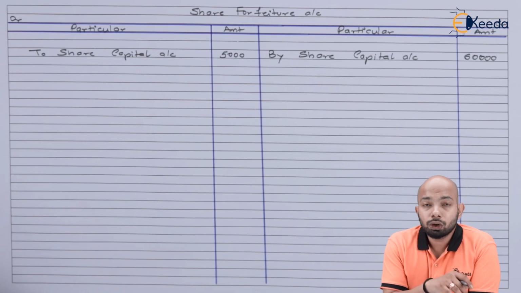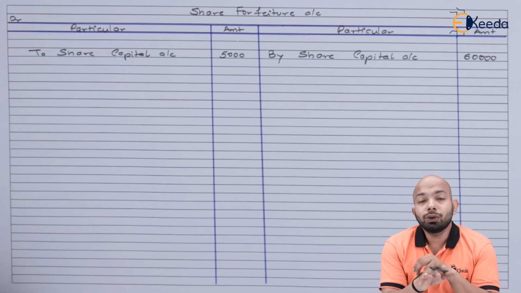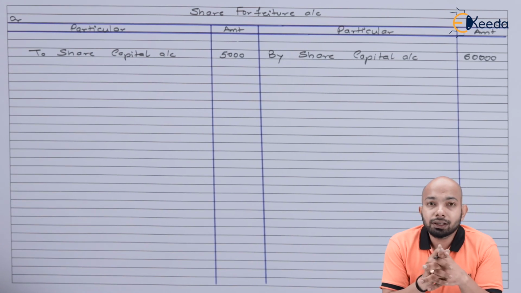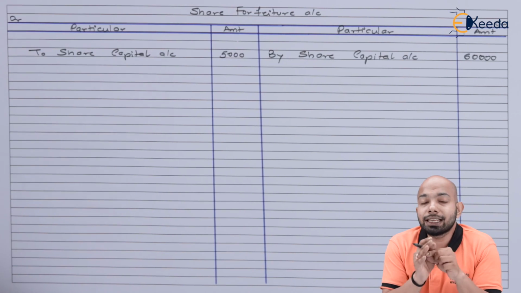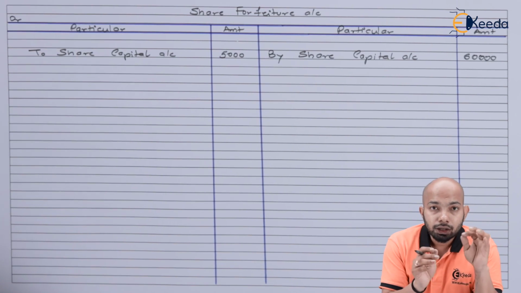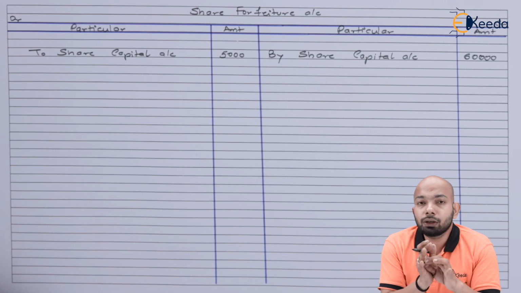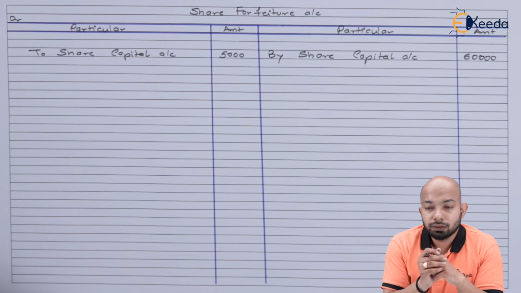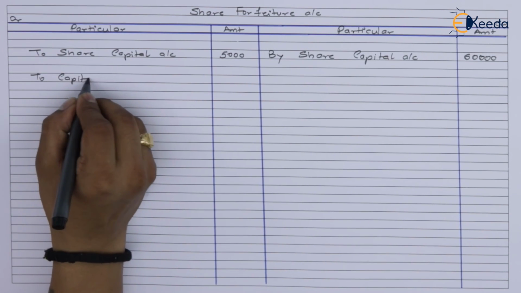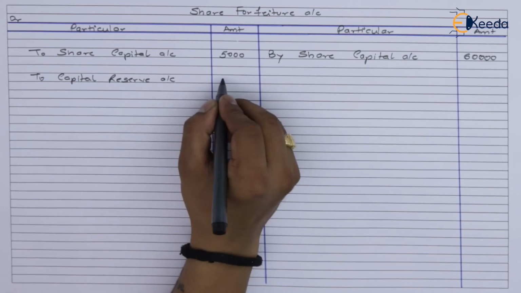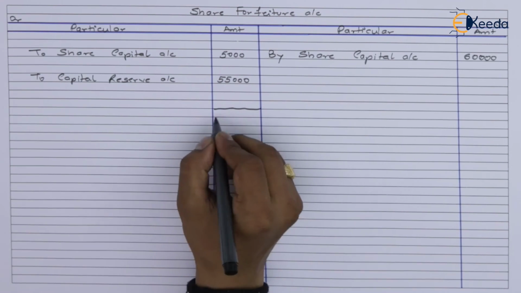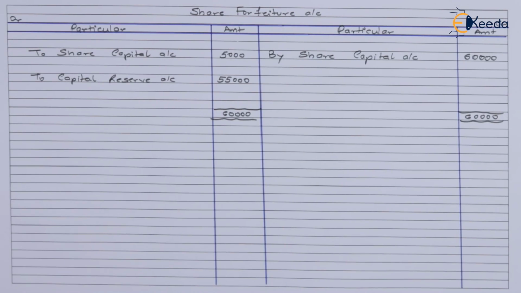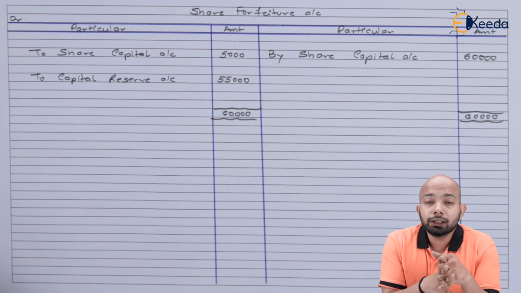Now, this is the closure of the entry. If you have to check, you can mention, or rather the entry that we have passed, share forfeiture account debit to capital reserve. Even if we pass that entry, it will be a self-balancing ledger. Let's check that entry. So the entry was share forfeiture to capital reserve. So on the debit side of share forfeiture, it will be to capital reserve. So with this, we mark the closure of this sum.